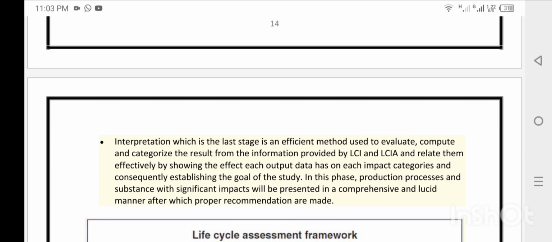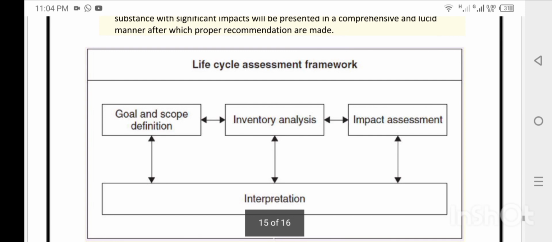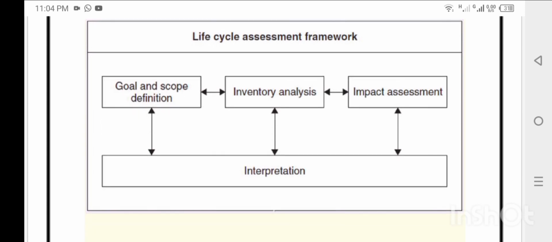Interpretation, the last stage, is an efficient method used to evaluate, compute, and categorize the results from the information provided by LCI and LCIA and relate them effectively by showing the effect each output data has on each impact category and consequently establishing the goal of the study. In this phase, production processes and substances with significant impact will be presented in a comprehensive and lucid manner after which proper recommendations are made. This flowchart shows the life cycle assessment framework. These are interlinked with each other and also with the interpretation.